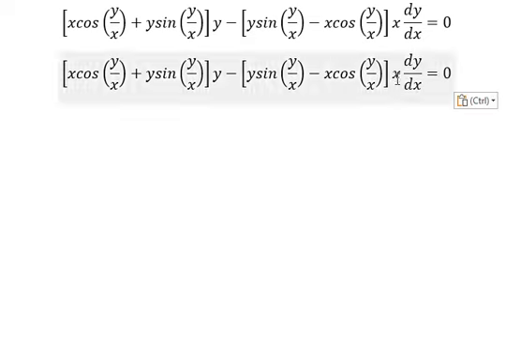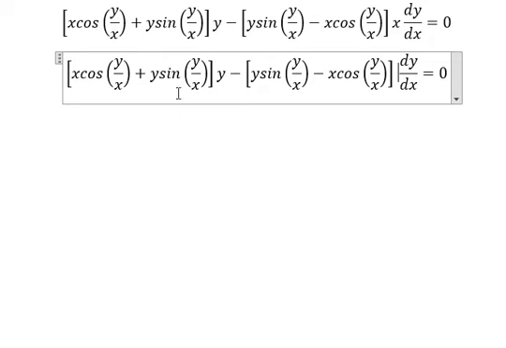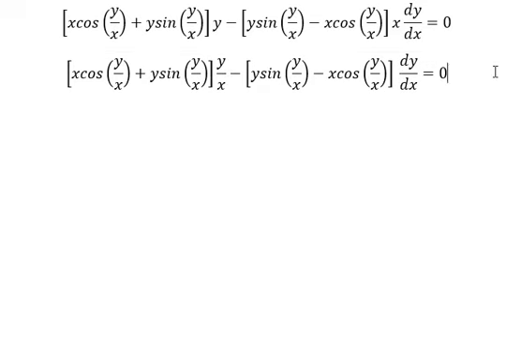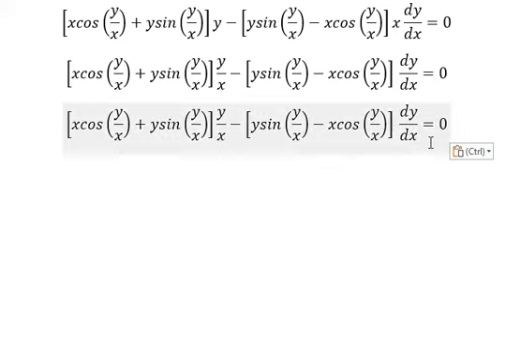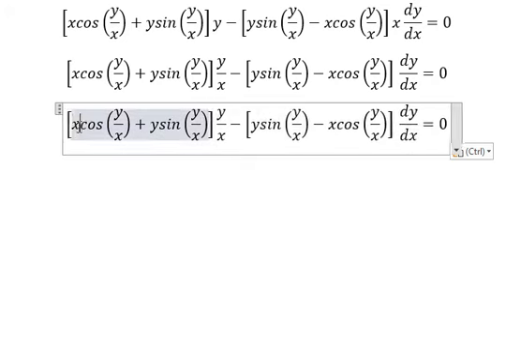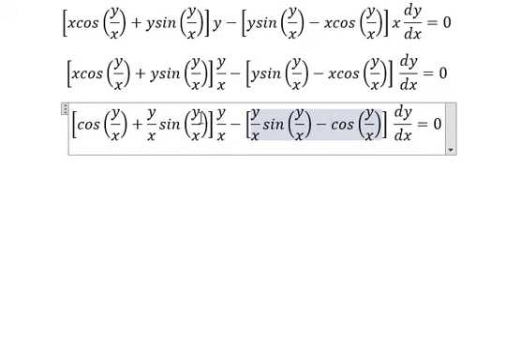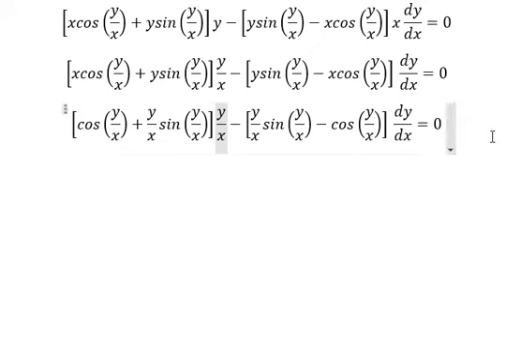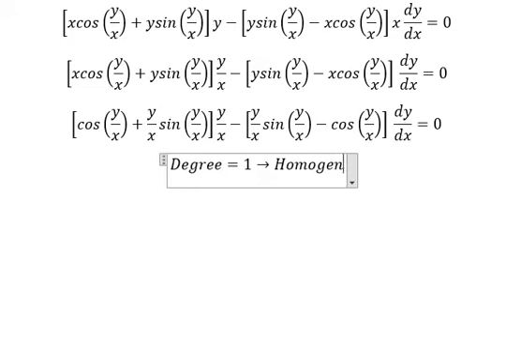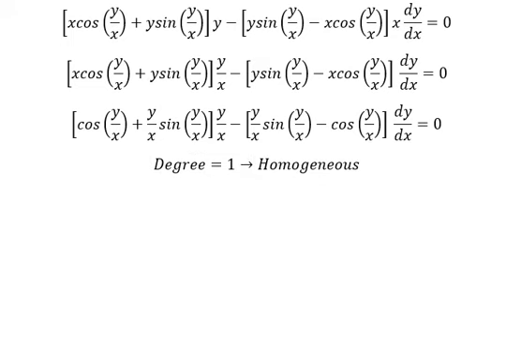We need to divide both sides by x. Next, we divide both sides by x again. So we have y over x. That is about degree number 1, so we use the homogeneous method. So I will change y equal to vx.